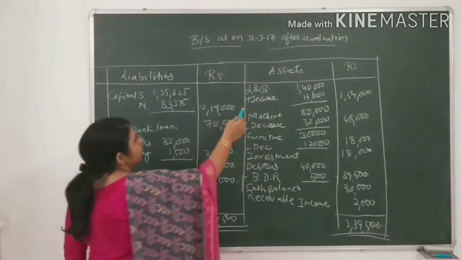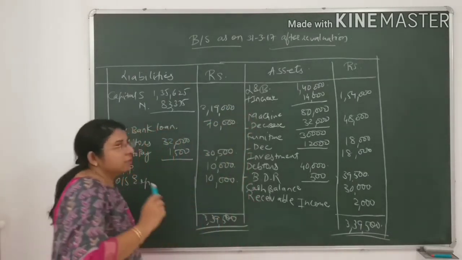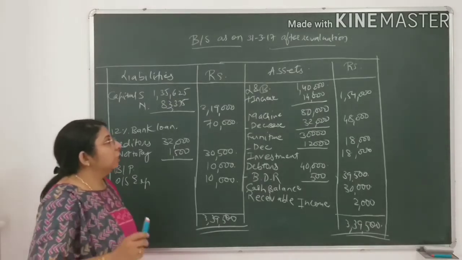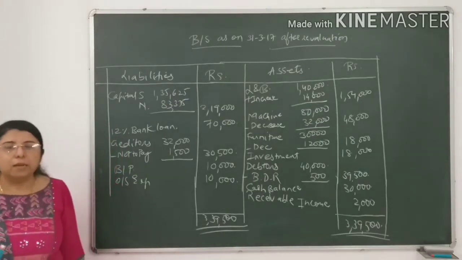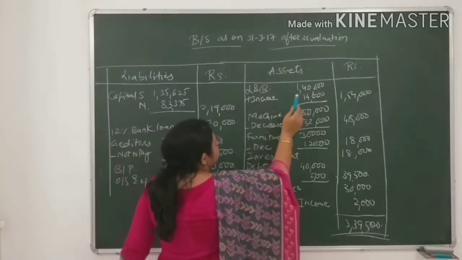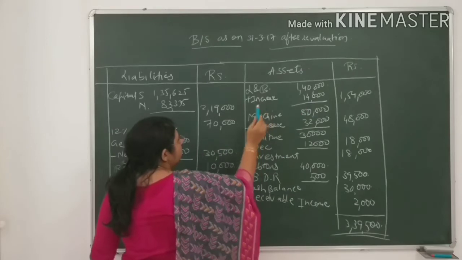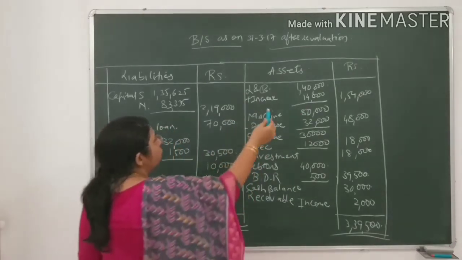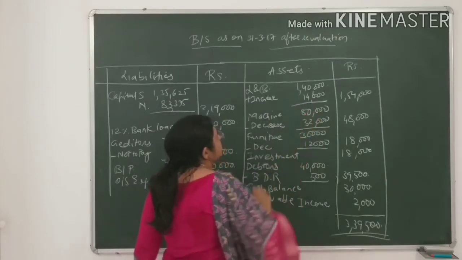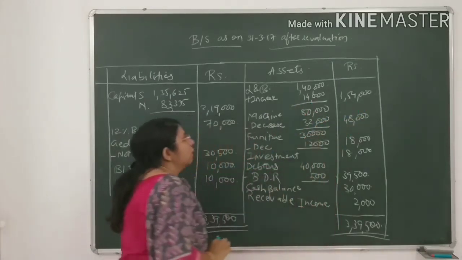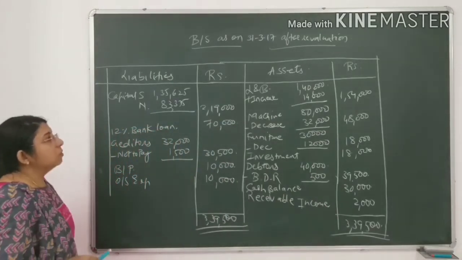Now moving on to the asset side, the first entry is land and building. In land and building, the first adjustment was an increase in the value of land and building by 10%. So here you will show plus, increase. If it is an increase, you will show it by plus, and if it is a decrease, you will show it by minus. So 1,40,000 plus increase, that is 14,000. In the outer column you will write 1,54,000.